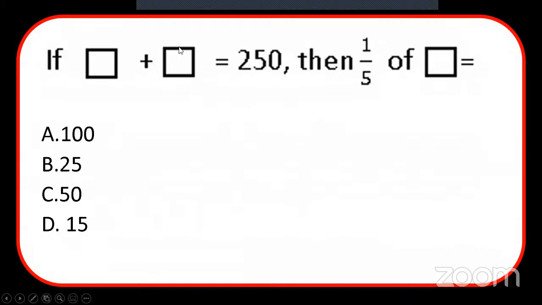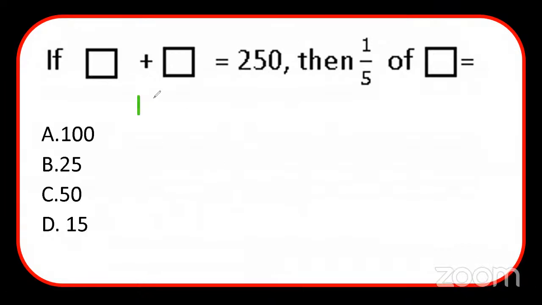So if box plus box equals 250, it means that if we divide 250 by 2, we should get the value of box. So box is equal to what? What would box be equal to, guys? All right, let me see what we have here. Okay, so persons are saying we divide 250 by 2, we get 125. That means box is equal to 125.